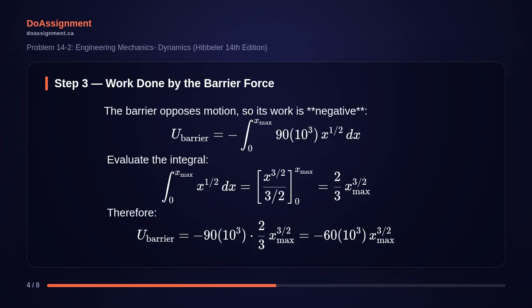The barrier force opposes the car's motion, so the work done by the barrier is negative. We integrate 90 times 10 to the third times x to the 1/2 with respect to x from 0 to x max. The integral of x to the 1/2 is x to the 3/2 divided by 3/2, which equals 2/3 times x max to the 3/2. Multiplying, the work done by the barrier equals negative 60 times 10 to the third times x max to the 3/2 power.